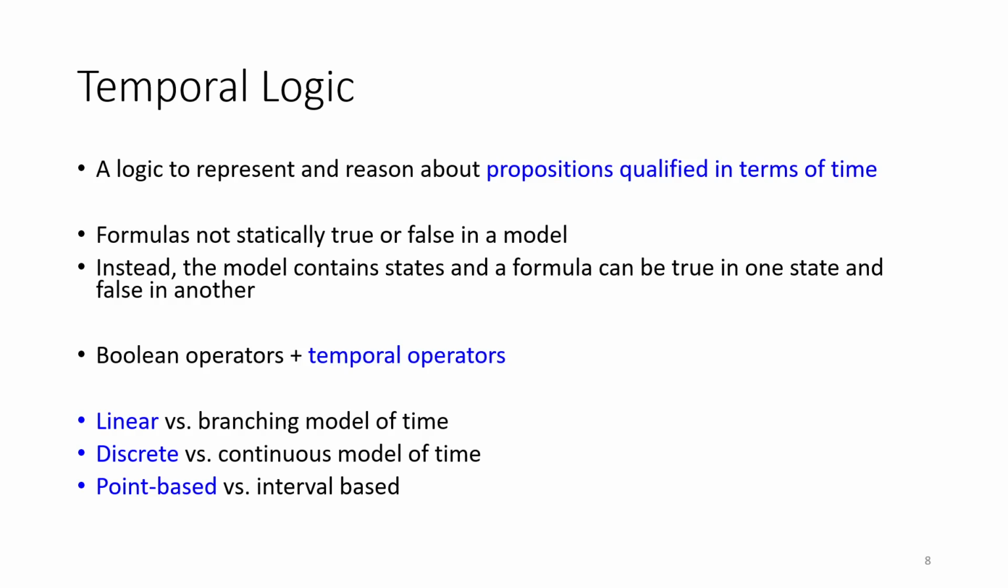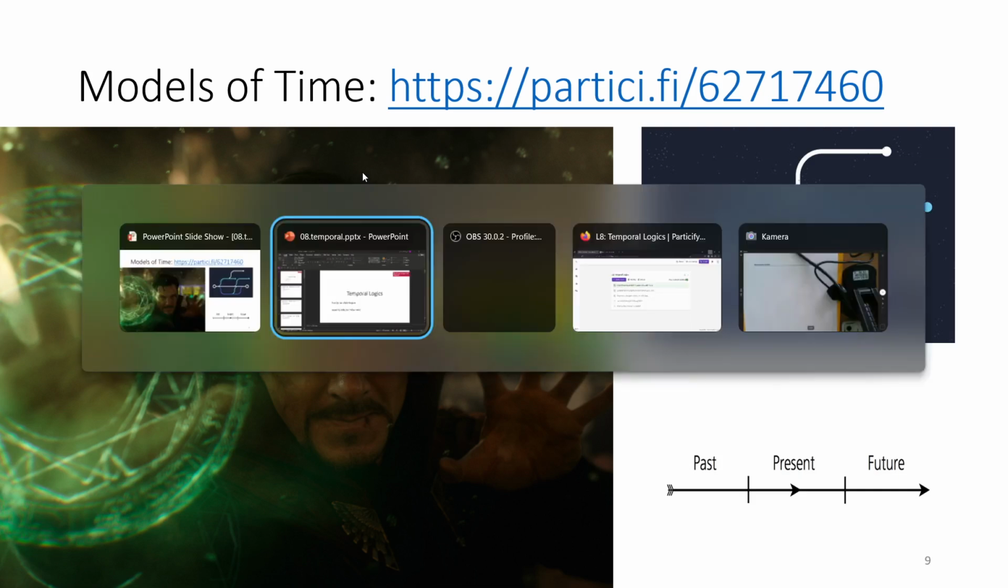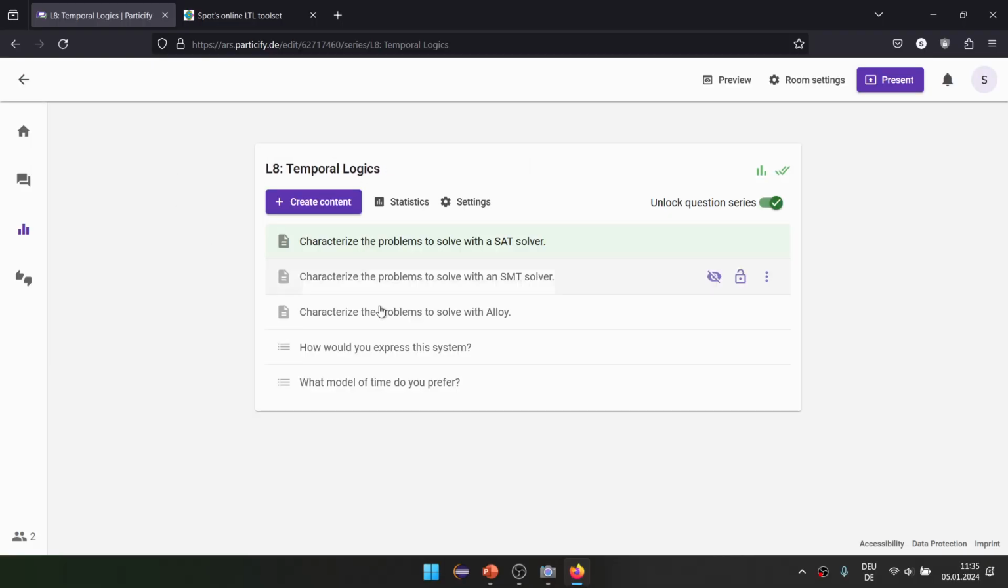And we will look at only one thing. We will look at the linear one with discrete time and point-based. So the ones that are highlighted in blue, those are the ones that we will look at in this logic. So yeah, let's look at maybe the next question. What model of time would you prefer?